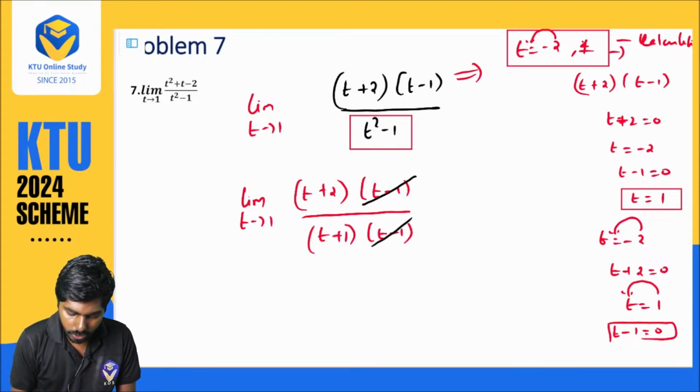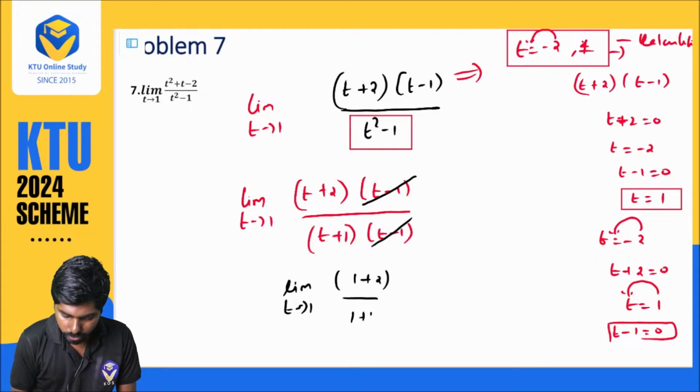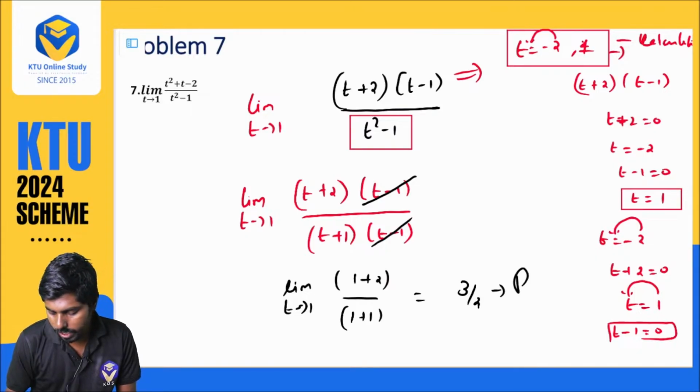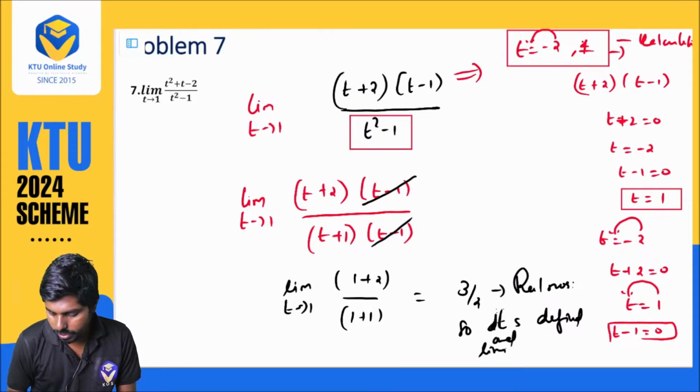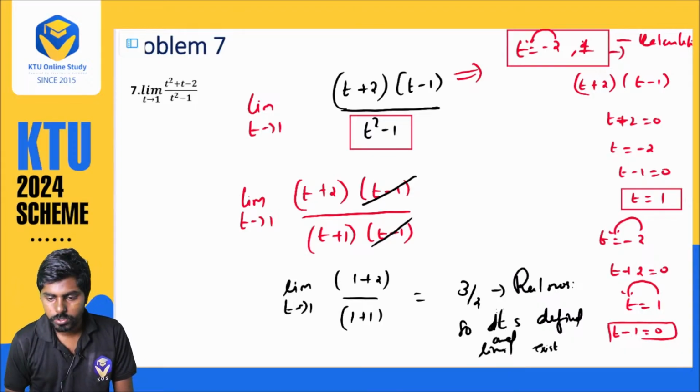Now apply the value. So we will be getting limit t approaches 1, that is 1 plus 2 divided by 1 plus 1, which is nothing but 3 by 2. It is a real number, so it is defined and the limit exists. Okay, so this is the method.